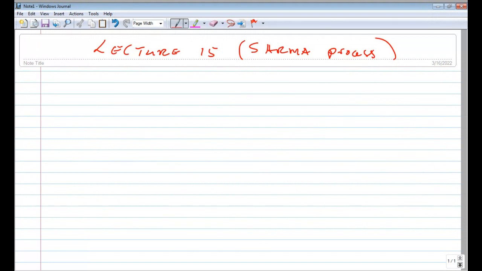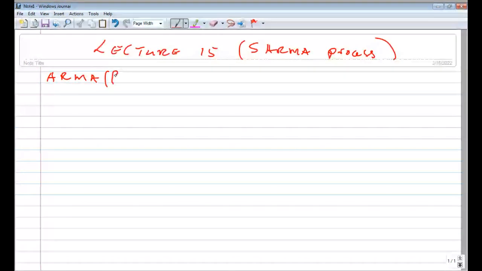Now, let me take you back. Let's start from the ARMA process, because we've dealt with that one before, so that you can see the connection between ARMA and SARMA. So if you recall, the ARMA process is actually ARMA of order p, q. In other words, it's autoregressive of order p and a moving average of order q.